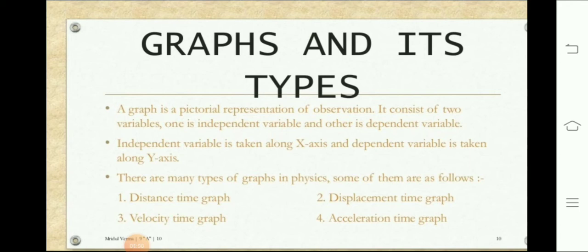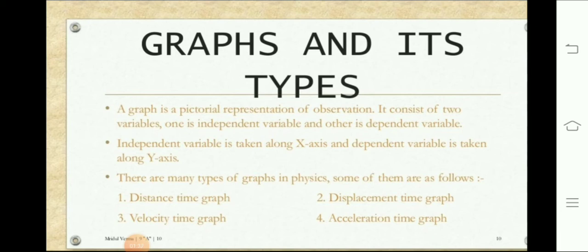For example, if I have to plot a distance time graph, time is the independent variable and distance is dependent on time. What we are measuring is how much distance is covered in a particular time. So distance is the dependent variable and time is the independent variable. In a graph, the x axis will have the independent variable and the y axis will have the dependent variable.